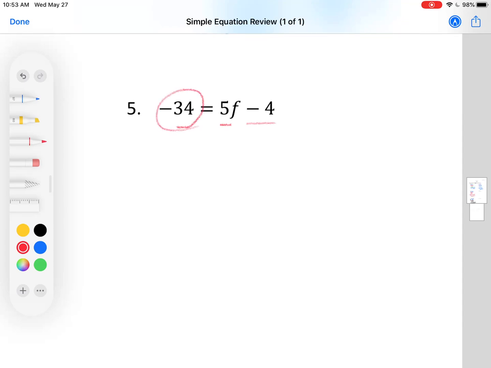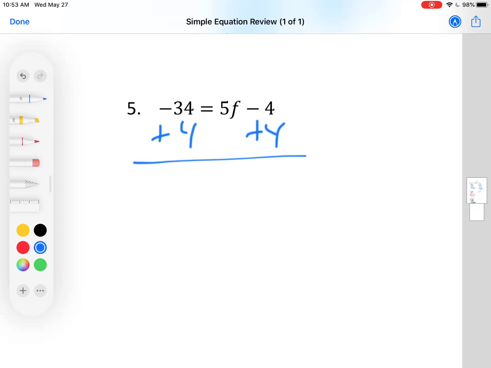Well, this 4 is a number, not a variable. So we have to get rid of the number on that side. The number is minus 4. To get rid of minus 4, you don't minus another 4. That would be minus 8. We add 4.